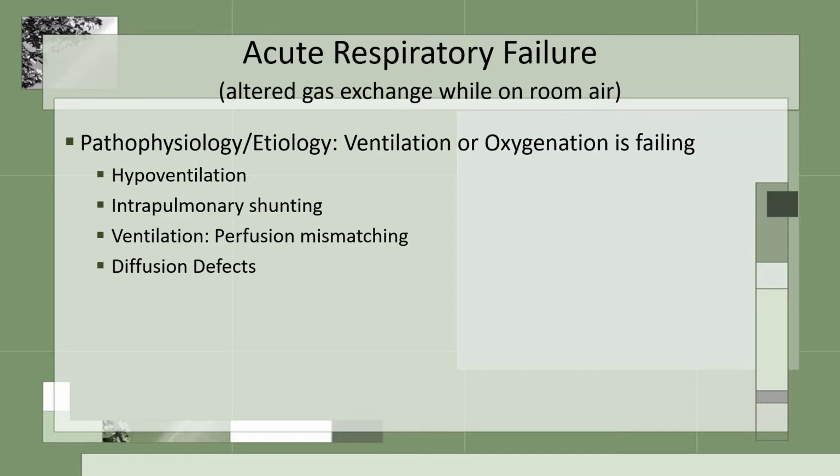The last reason can be from diffusion defects. This is where the distance between the alveoli and the capillary membrane is increasing because there's a buildup of fluid. And then the cardiac output decreases, so the O2 supply to the cells is not meeting the demand. This is from lactic acidosis, or hemoglobin is low, so there is less oxygen delivered to the cell.